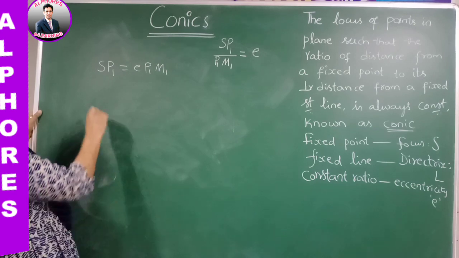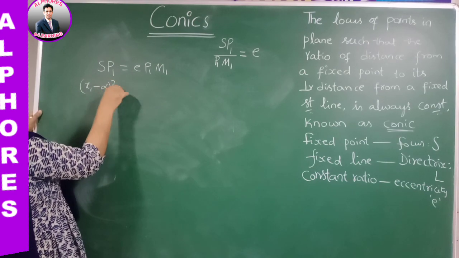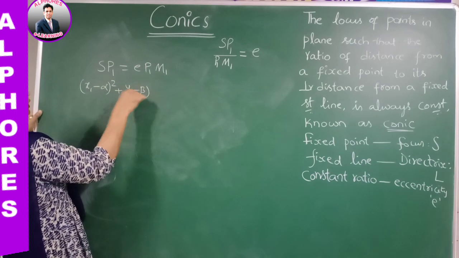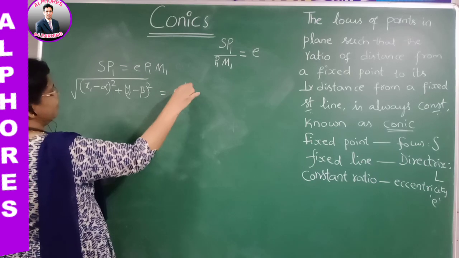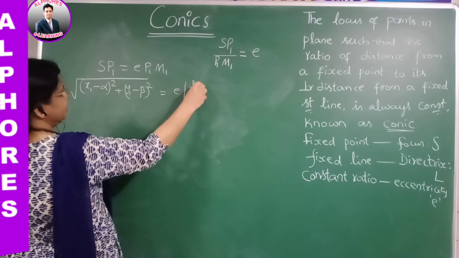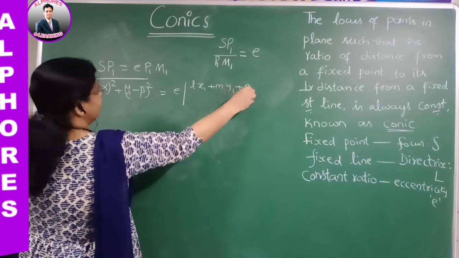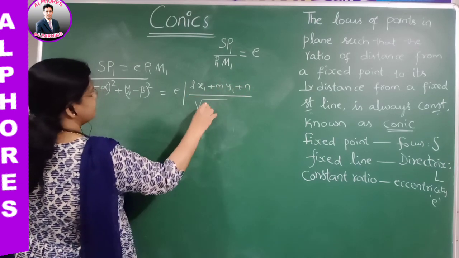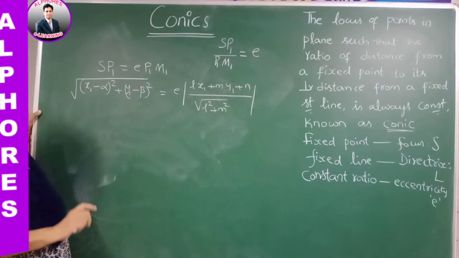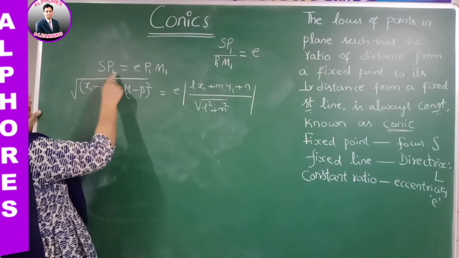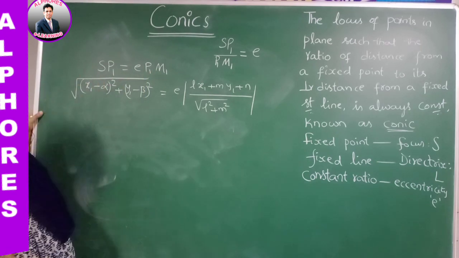Then what about the distance formula here? It is the square root of (x1 minus alpha) whole square plus (y1 minus beta) whole square, and equal to e times the mod of (Lx1 plus My1 plus n) divided by the square root of L square plus m square. Okay. So in this way I have taken exactly the definition, SP1 equals e into P1M1, for any point P1 on the plane.